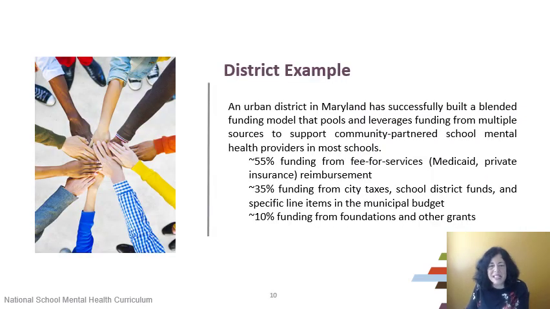Here is a district example of how one large urban district in Maryland was able to leverage funding from education, mental health, private foundations, and fee-for-service to collectively support community-partnered school mental health. As part of this system, 55% of funds are secured through fee-for-service reimbursement, 35% through mental health and education funds at the district level, and 10% from foundations and other grants.